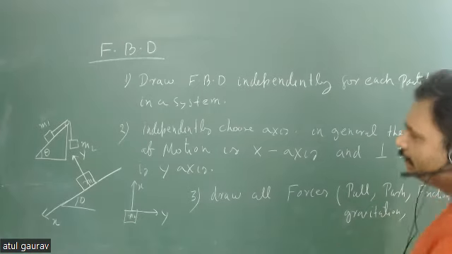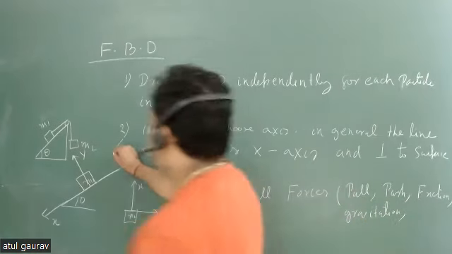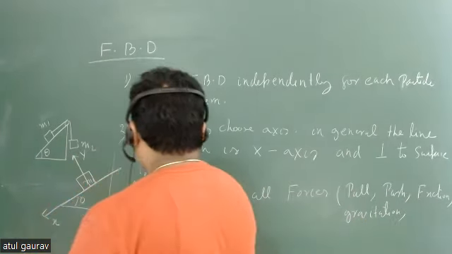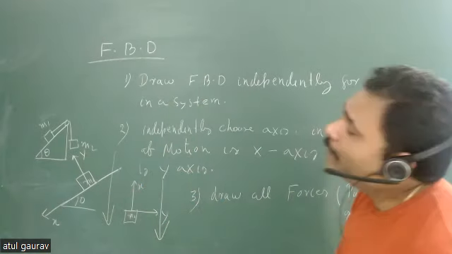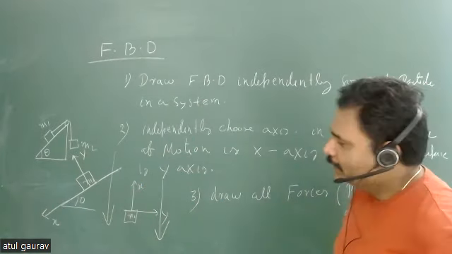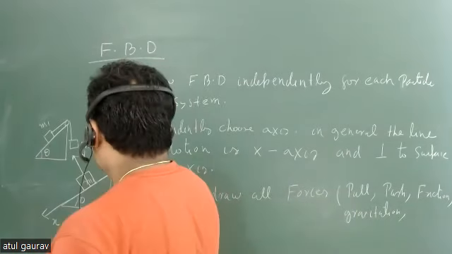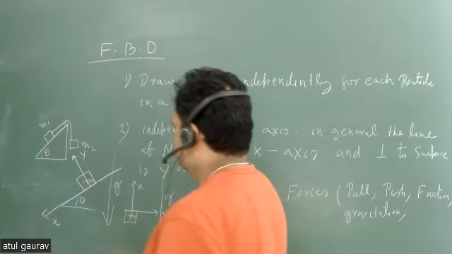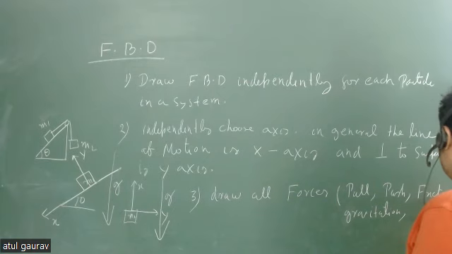In which direction will gravitation act? Always vertically downward. That is why I said not to take that as the y-axis. Okay, this will be your g, this will be your g. Push, pull, friction, gravitation, and if needed, you can also use pseudo force.